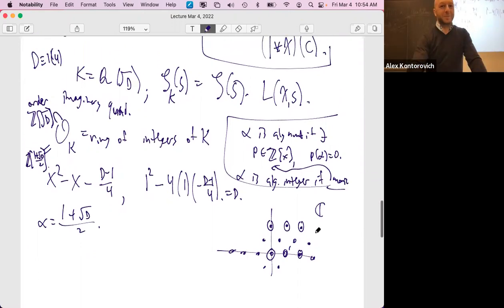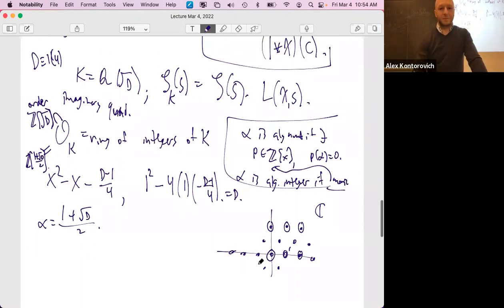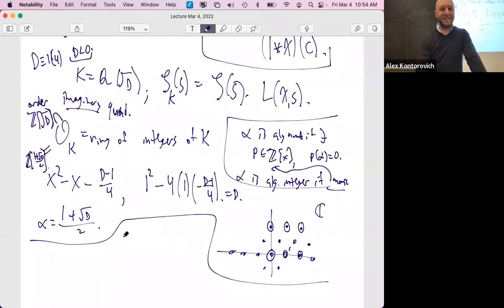Why did you put the other points imaginary? Because d is negative. Oh, right, of course. So we have an imaginary quadratic field. This is just a crash course in the foundations. Fascinating.